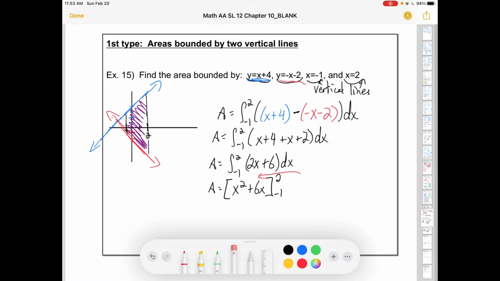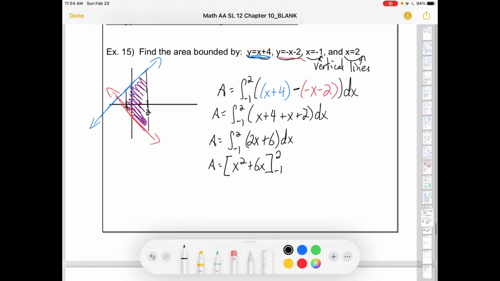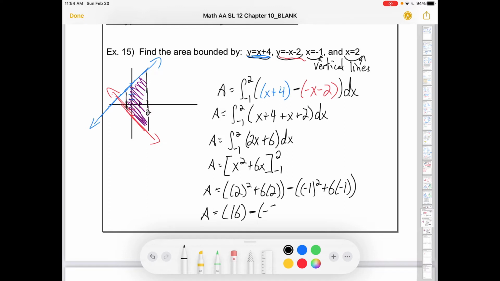Maybe I won't use f because I've already defined f as something else. So we evaluate this antiderivative at 2. So that would be 2 squared plus 6 times 2. Minus the antiderivative evaluated at negative 1. That would be negative 1 squared plus 6 times negative 1. And it'll work within the brackets. So in that first bracket, I'd have 4 plus 12, or 16. In the other bracket, I would have 1 minus 6, so that's negative 5. Put it all together, allegedly 21 units squared.